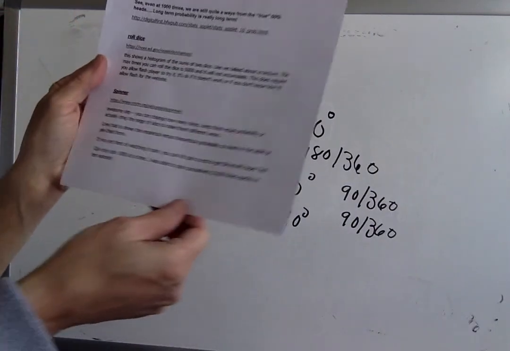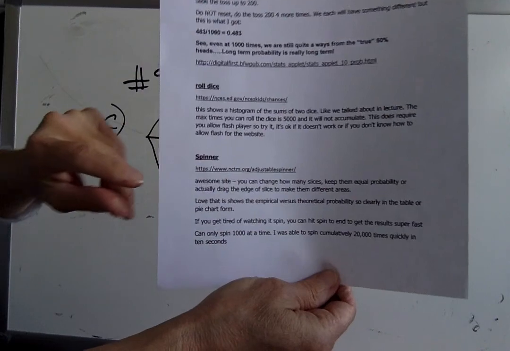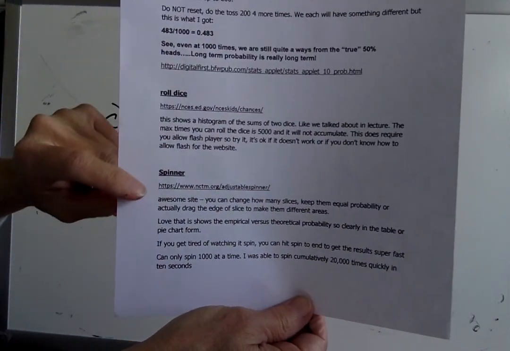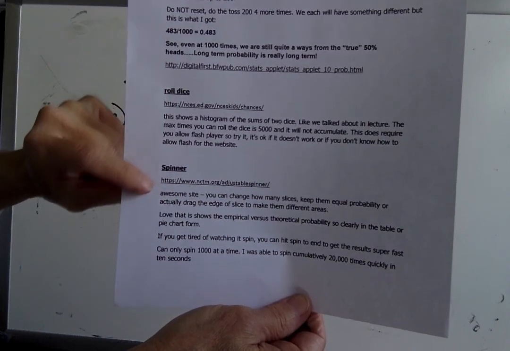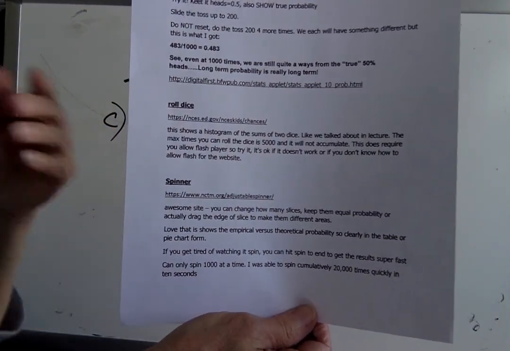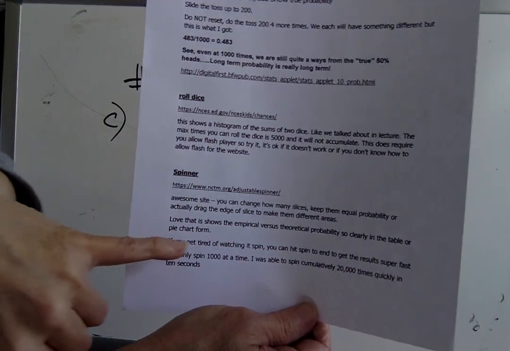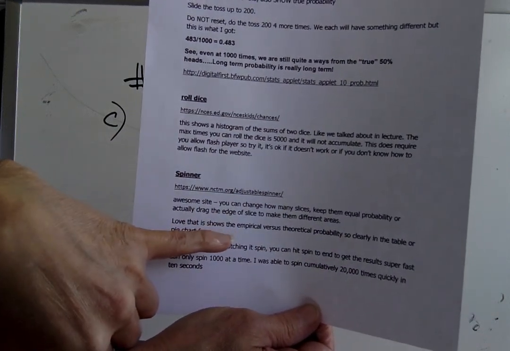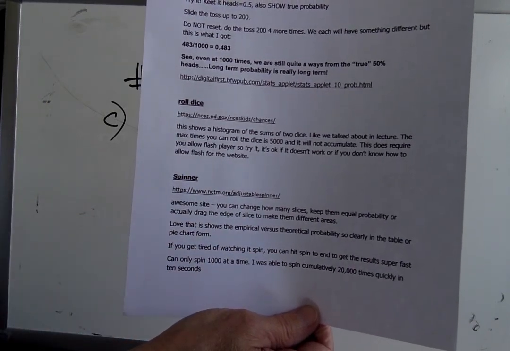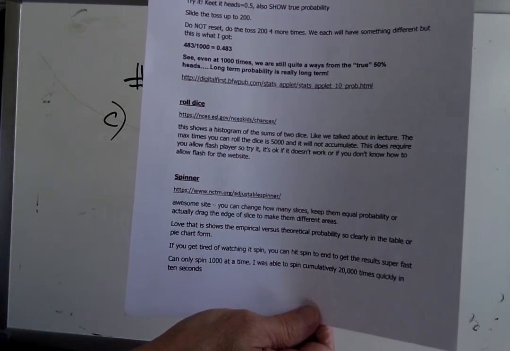While we're here, just to show you, there is another nice applet. Maybe you don't have spinners to bring into the classroom or something. It's through the NCTM. It is actually really cool. I'll show you a colorful example I did. But it clearly shows your empirical versus theoretical. You can make the slices, well, you can make it any number of slices.